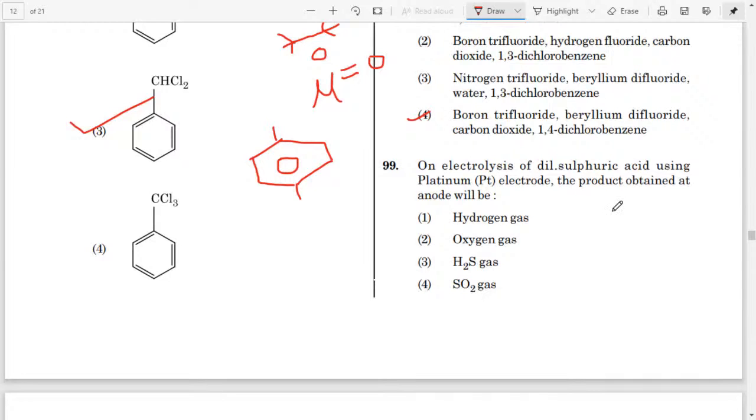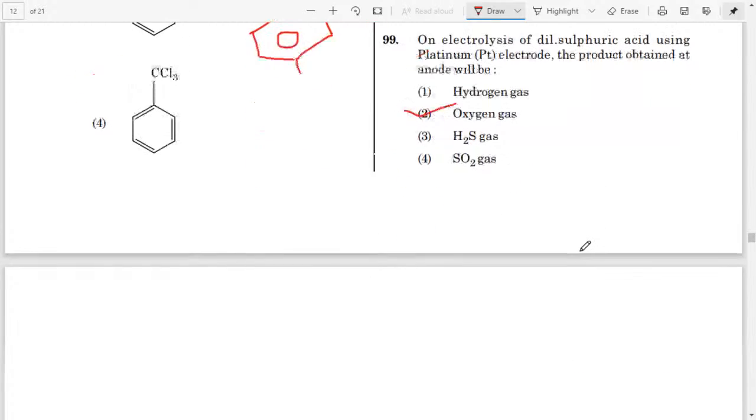On electrolysis of dilute sulfuric acid using platinum electrode, the product obtained at anode will be, what do you get? Oxygen gas. So option number 2 is the correct option, students.